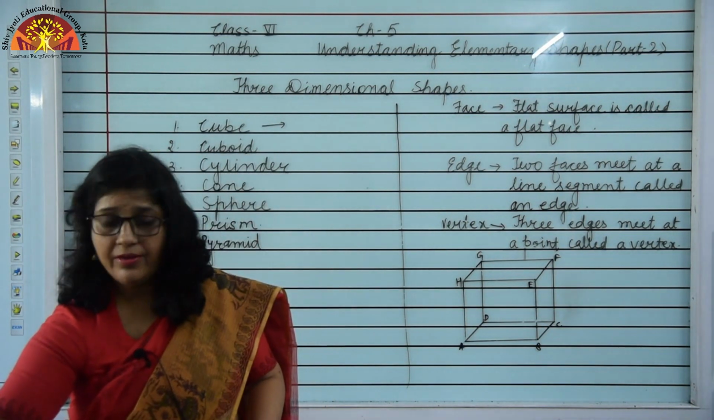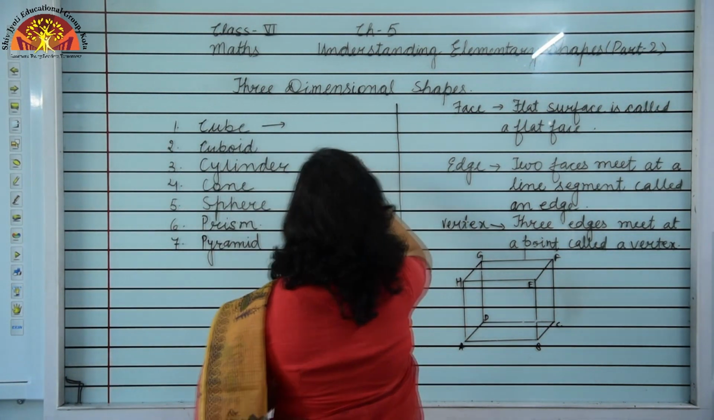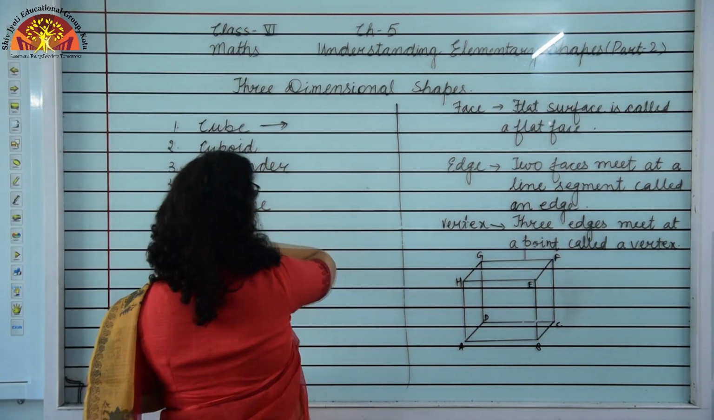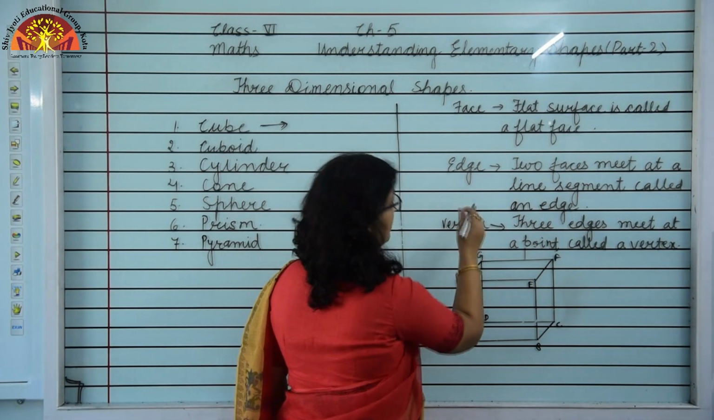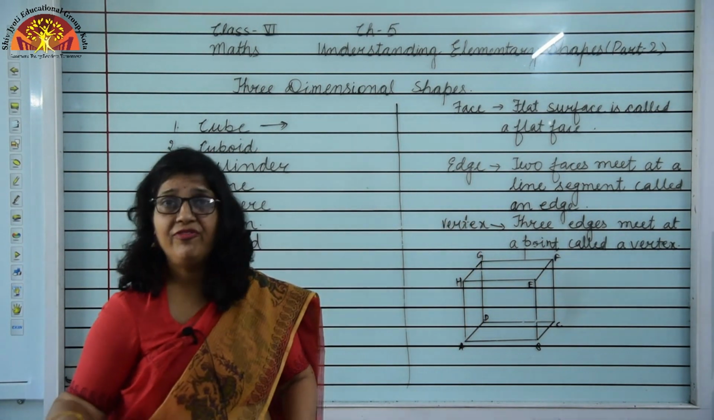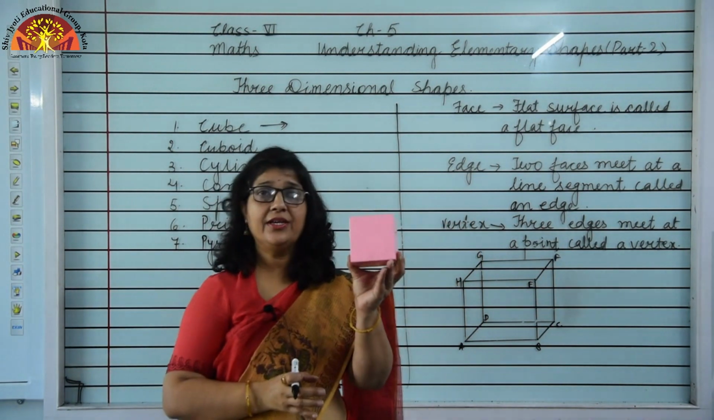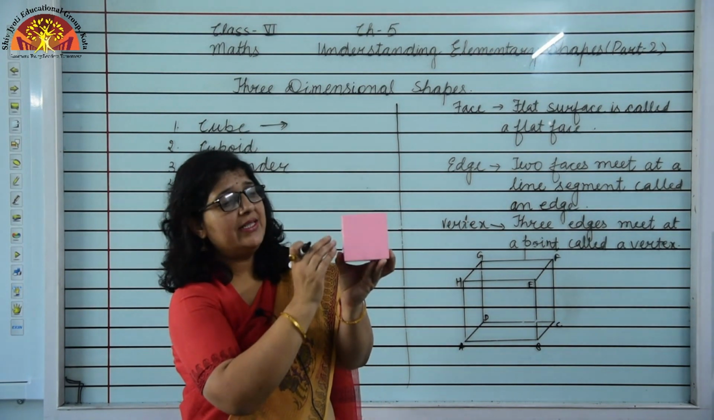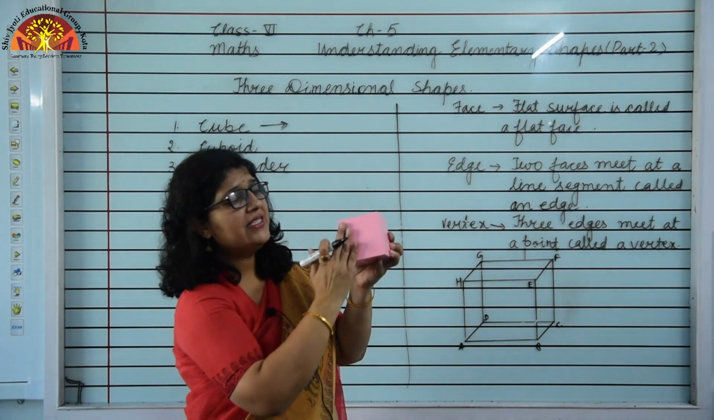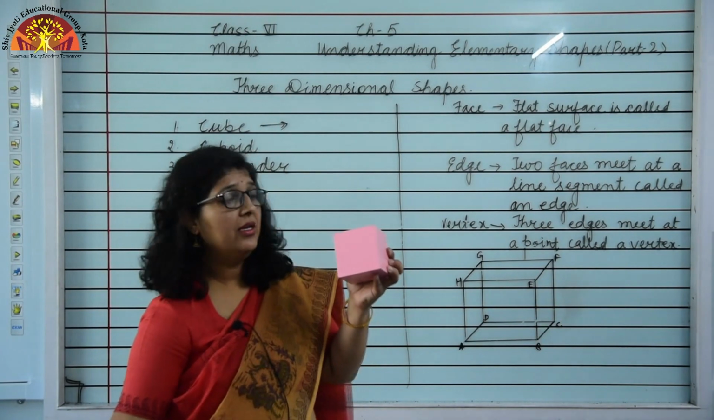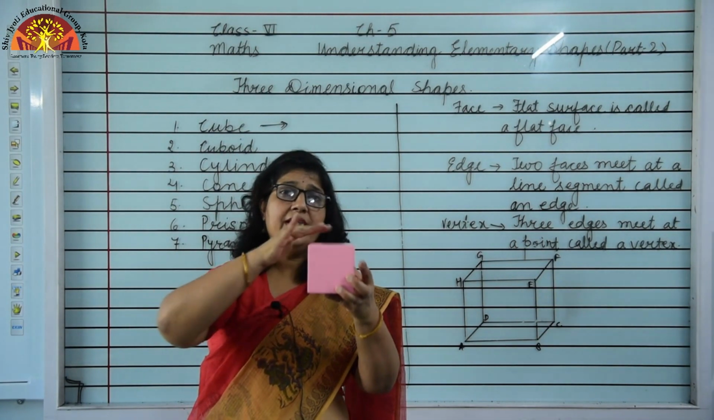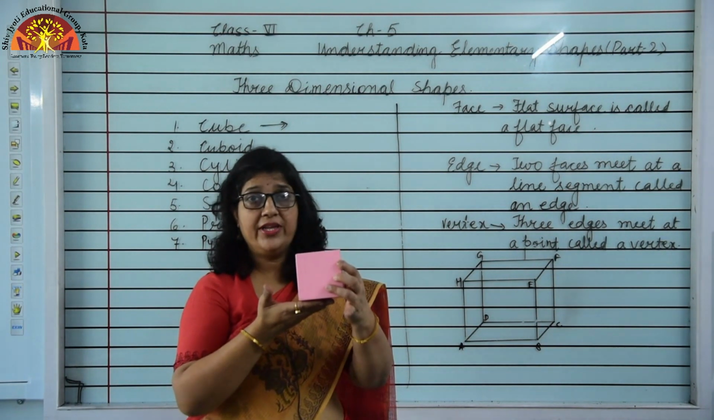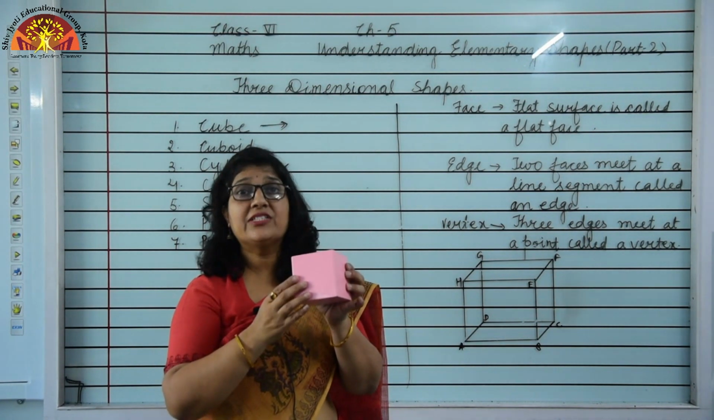Students, first we will discuss cube. We have some faces. Faces means क्या होता है? The flat surface. Look, this is the cube. We have faces, means this is a flat surface. So this is a face. This is also a face, this is also a face, this is also a face, this is also a face, and this is also a face. So in a cube we have 6 faces.